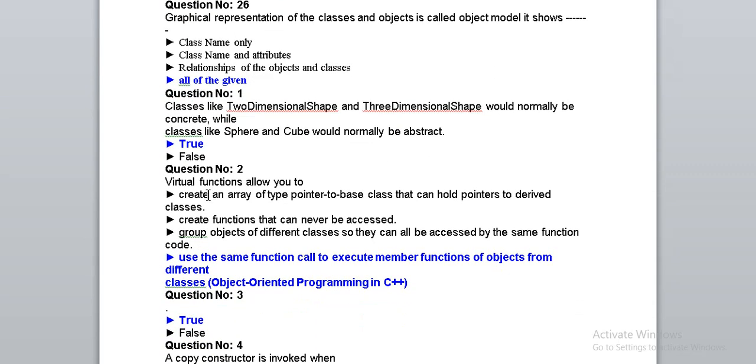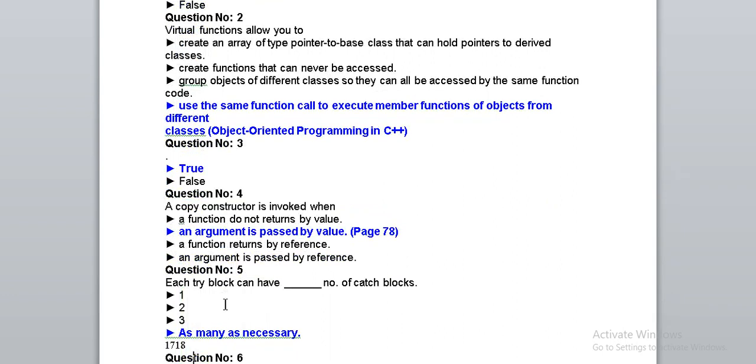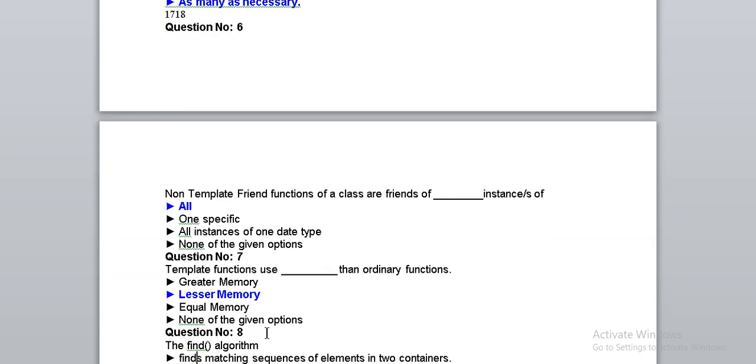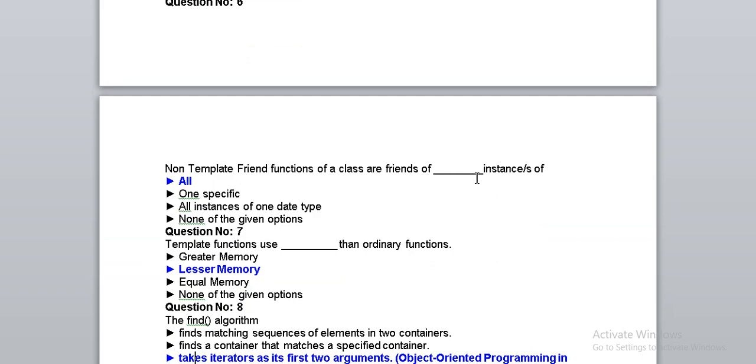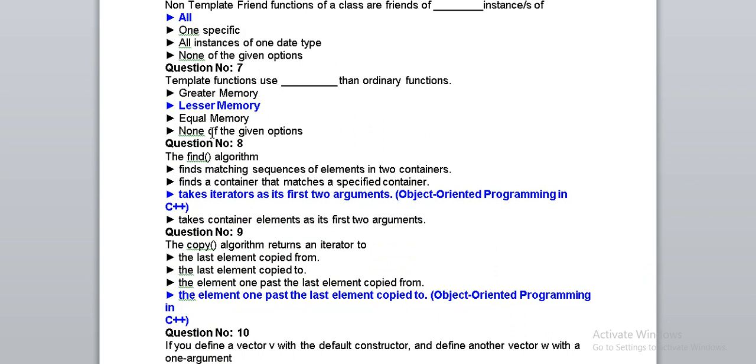A virtual function allows you to use the same function call to execute member functions of objects from different classes. A copy constructor is invoked when an argument is passed by value. Each try block can have as many catch blocks as necessary. Non-template friend functions of a class are friends of all instances. Template functions use less memory than ordinary functions. The find algorithm takes iterators as its first two arguments. The copy algorithm returns an iterator to the element one past the last element copied to.